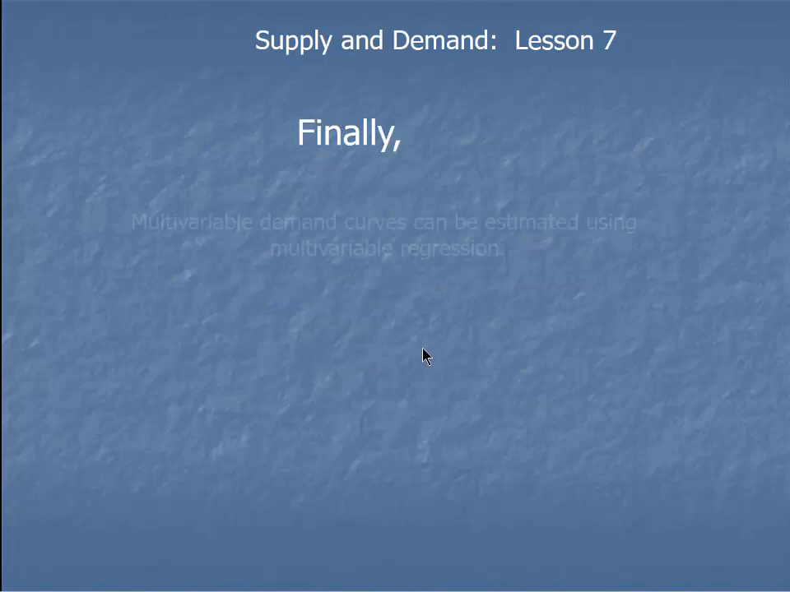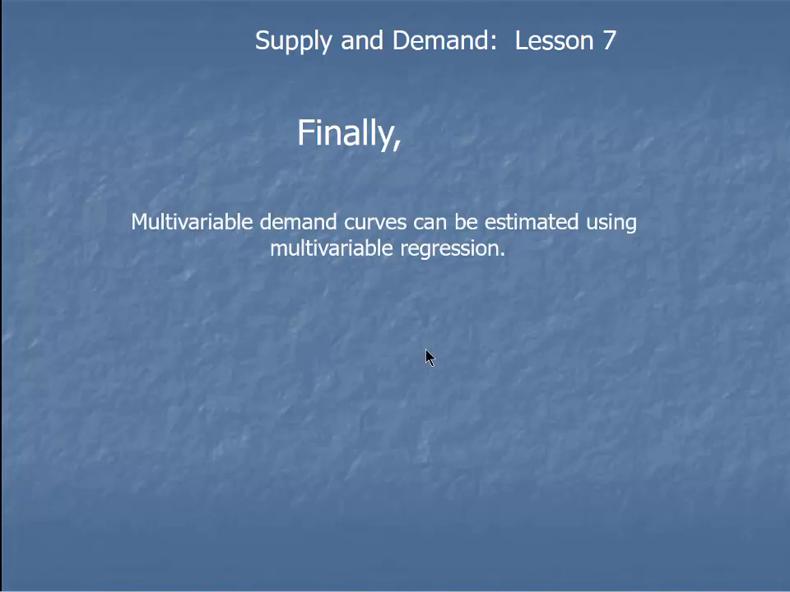Okay, so finally, multivariable demand curves can be estimated using multivariable regression. Usually in my classes, I just do it with Excel, since Excel has pre-programmed multivariable regression inside of it. This is covered in supply and demand lesson 8, the next one, the last one, I think. It's a little bit beyond the scope of this class, so I'm going to show it to you, but I don't think I'm ever going to ask you to actually do one in Excel. You just need to understand what's going on.